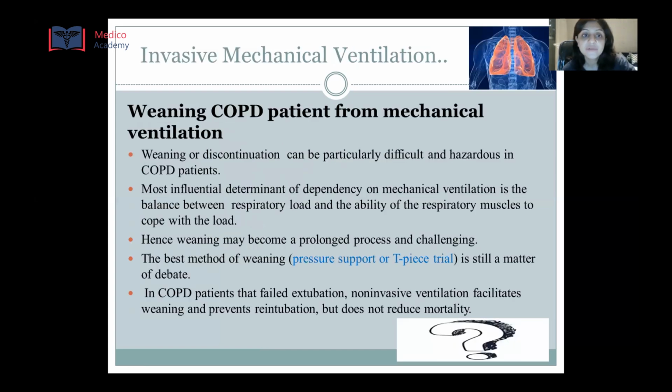Now, how do we wean the COPD patient from mechanical ventilation? Weaning or discontinuation of ventilation can be particularly difficult and even hazardous in COPD patients. So the most influential determinant of dependency on mechanical ventilation is the balance between the respiratory load and the ability of the respiratory muscles to cope up with that load.